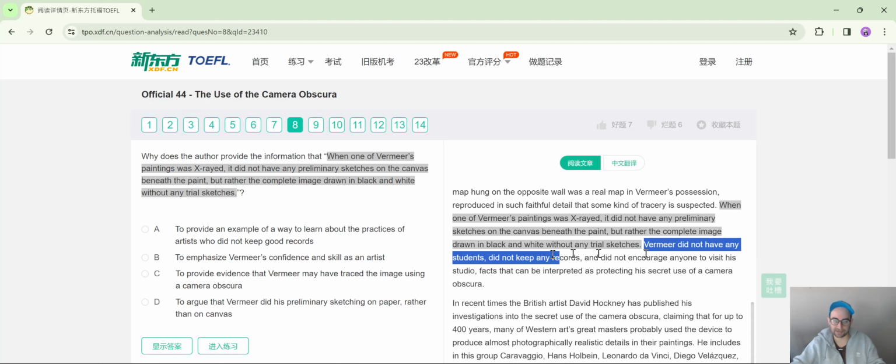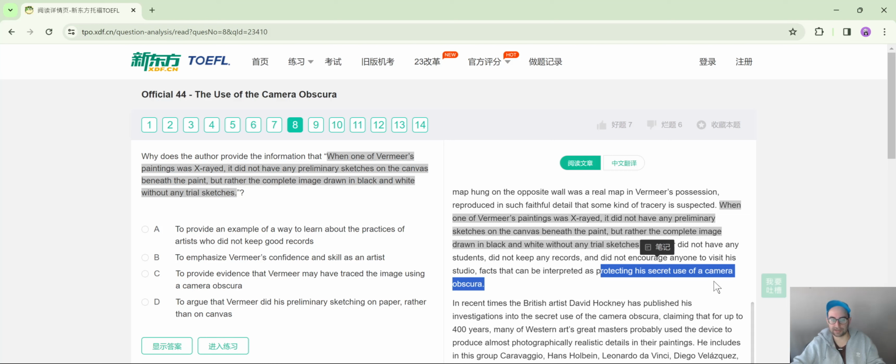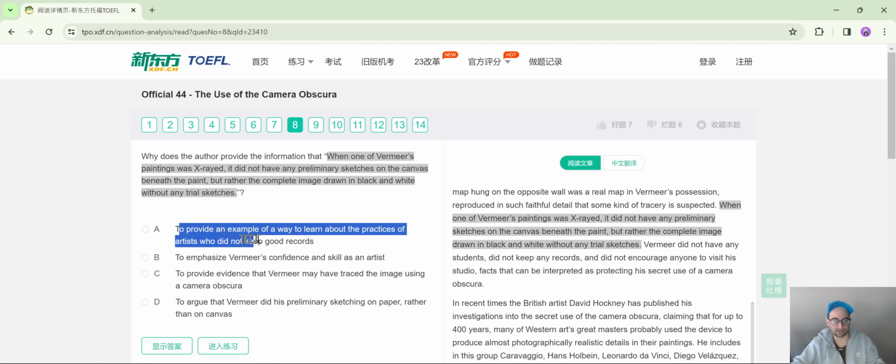Vermeer did not have any students. Okay, interesting. Did not keep any records. And did not encourage anyone to visit his studio. Now pay attention to this sentence. Facts, like proofs, that can be interpreted, understood, as protecting his secret use of a camera obscura. So now let's take a look at this. To provide an example of a way to learn about the practices of artists who did not keep good records. Who did not keep good records? What? No, they didn't really discuss that.